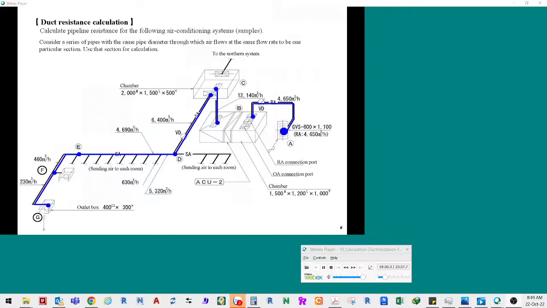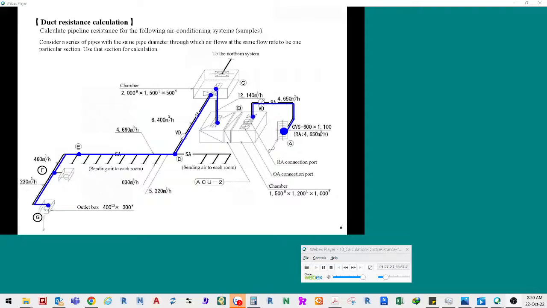Let's use the air conditioner system shown on the slide as a sample to calculate duct resistance. We are going to calculate the duct resistance of the inlet port most distant from the air conditioner, then that of the outlet port most distant from the air conditioner. In this sample, the duct resistance of the inlet port is calculated first.